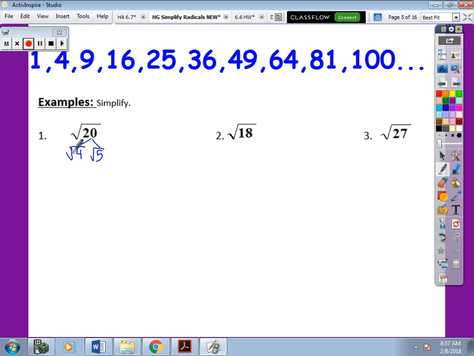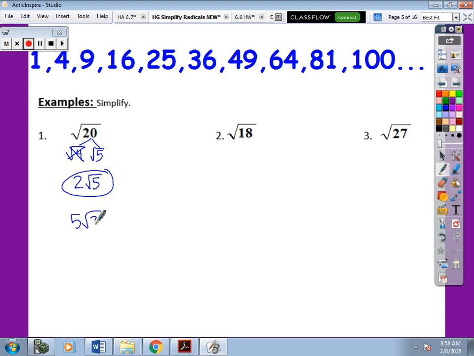I always put my perfect square first because when I take the square root of 4, which is 2, it now becomes an outside number. It's like a coupon. You're reducing the number with a coupon. Once you use the coupon, it's gone. You do not leave the square root there anymore. 2 square roots of 5, or 2 root 5.